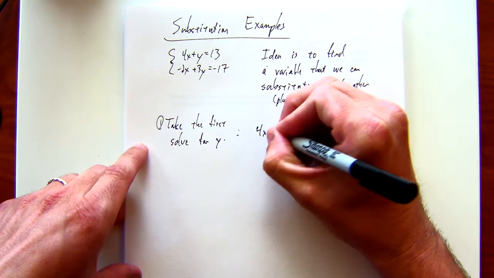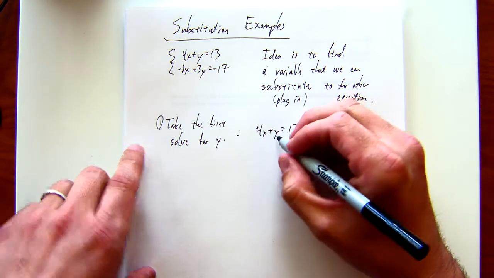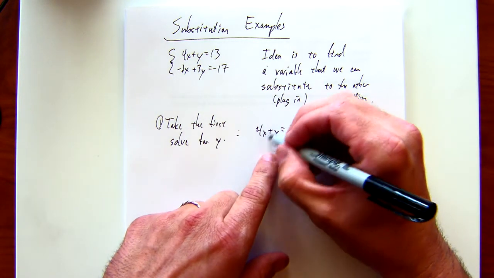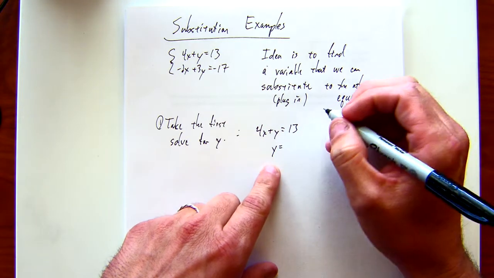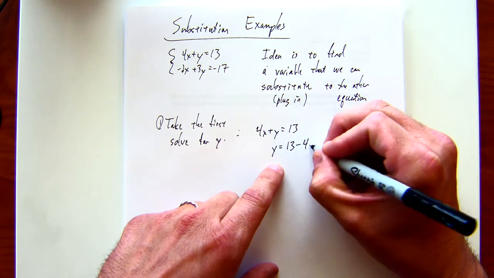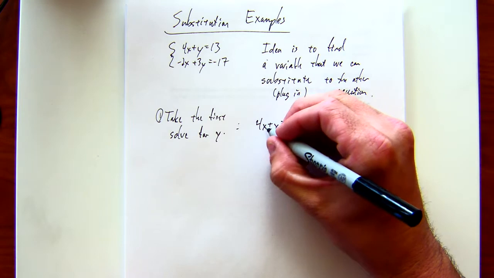So we have 4x plus y is equal to 13. So if I'm solving for y, I'm going to get y by itself. I need to undo this 4x. How am I going to undo it? Negative 4x on both sides. So this is 13 minus 4x. Okay. I don't divide by 4 here.